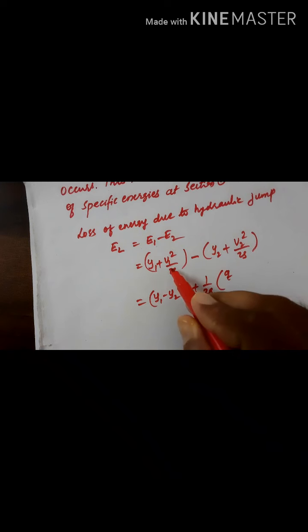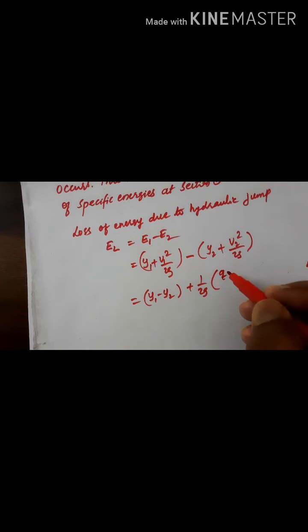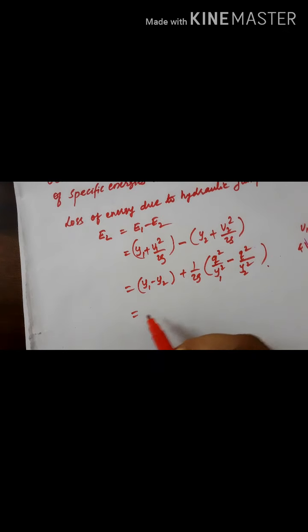When we substitute in place of v1 and v2, we get q square divided by y1 square, minus q square divided by y2 square. Then y1 minus y2 plus, taking q square by 2g out. Then you simplify this, and you will get y2 square minus y1 square divided by y1 square into y2 square.